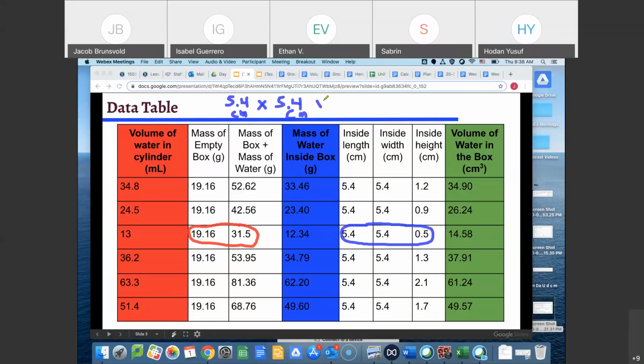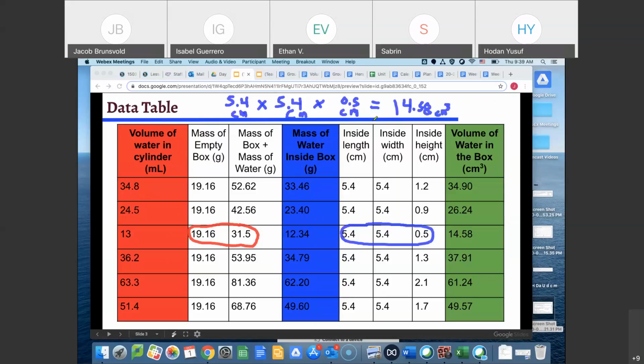Centimeters and 0.5 centimeters. And then we multiply them out. So 5.4 times 5.4 times 0.5. And that gets us to 14.58 centimeters cubed.